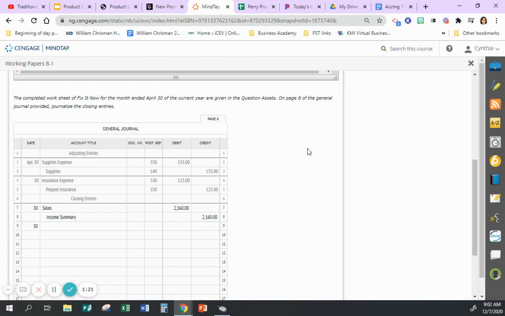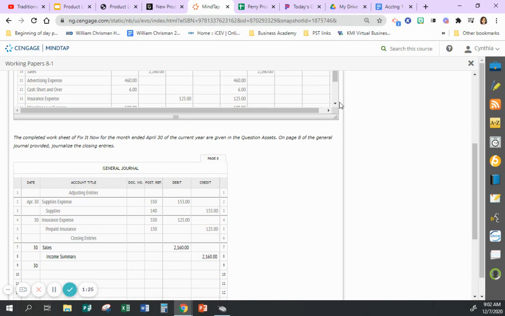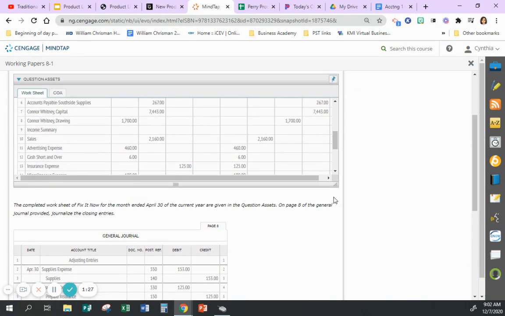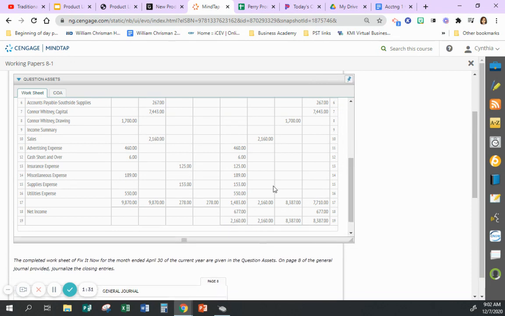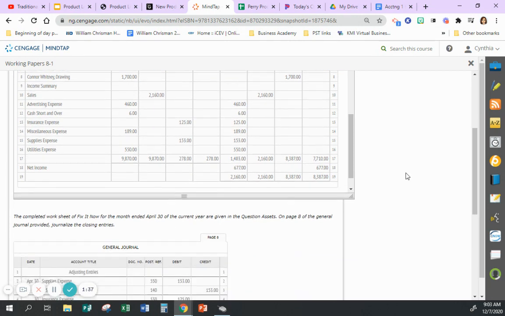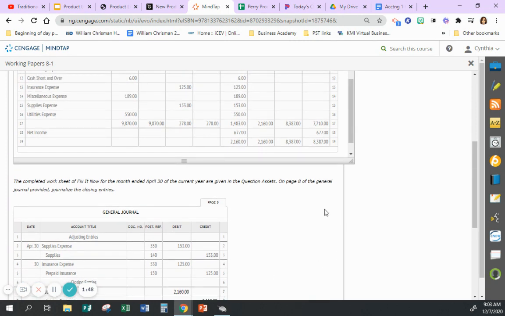The E of our REID is expenses. So I'm going to come up here and look at all of our expenses. Now, our expenses, pull this up just a little bit. Expenses have a debit balance. And so to close them out, we have to credit them. And we're going to use that account income summary again. So income summary is our debit. And then we're going to list all of our expenses.